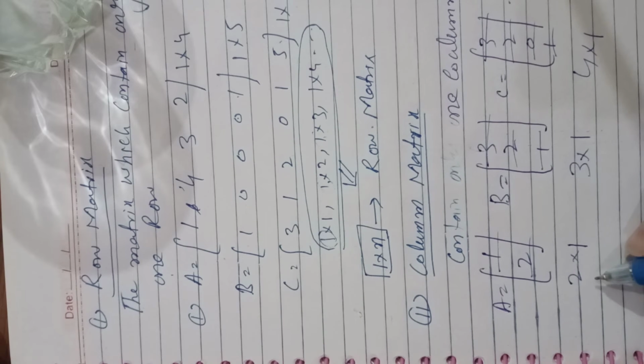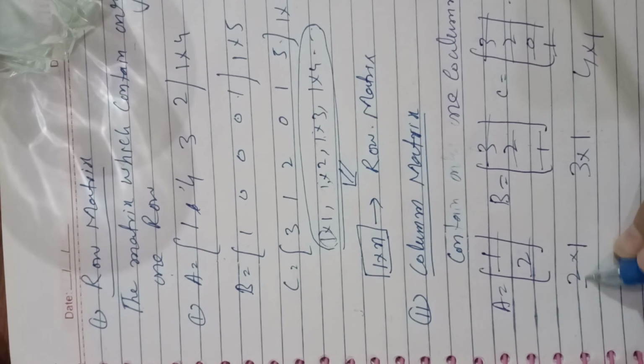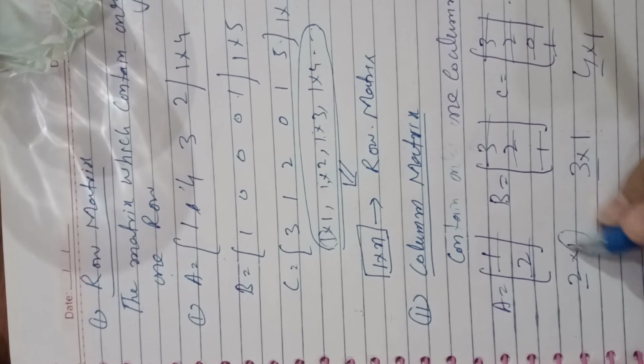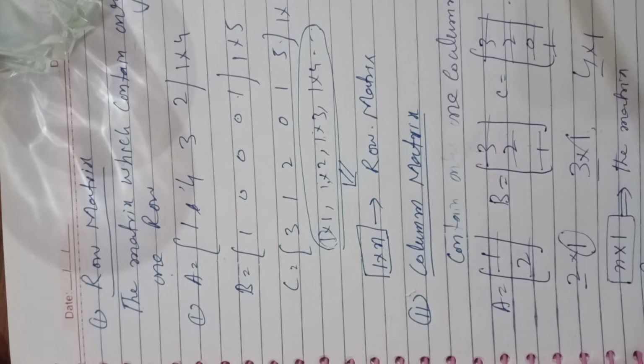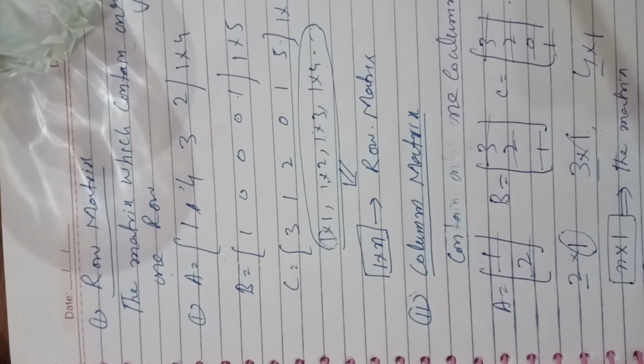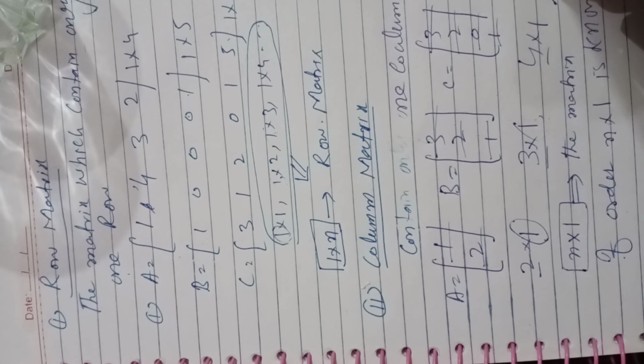So from this we conclude that it has many rows but its column will be 1. So it is the n cross 1. So the matrix of order n cross 1 is known as column matrix.